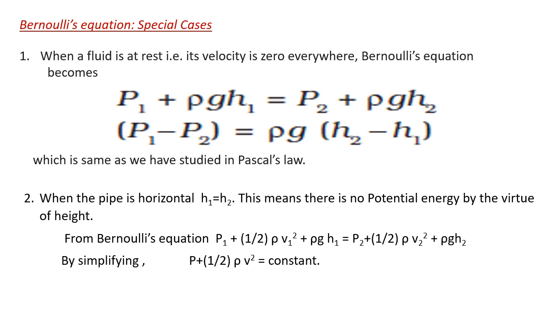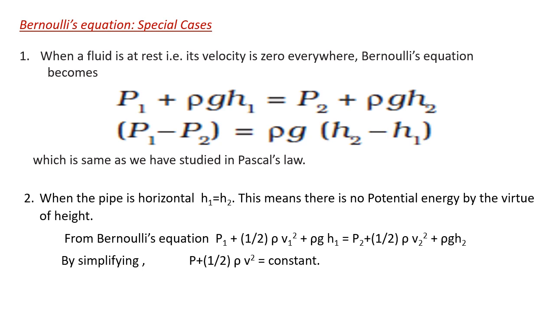Consider the first situation when a fluid is at rest. That means velocity is 0. So by putting the value of velocity 0, you will get P1 plus rho g H1 equals P2 plus rho g H2. Or simply P1 minus P2 is equal to rho g into H2 minus H1. And this one we have studied in Pascal's law also.